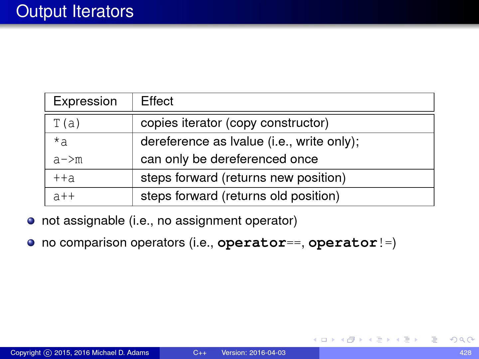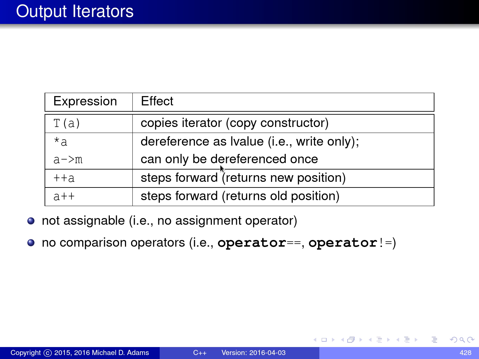This slide summarizes the operations that are provided by output iterators. First of all, output iterators are copy constructible. They can be dereferenced as an L value. In other words, the dereference operator can be used in contexts where you're writing to the element that the iterator refers to, as opposed to reading. It can't be used for reading, but it can be used for writing.